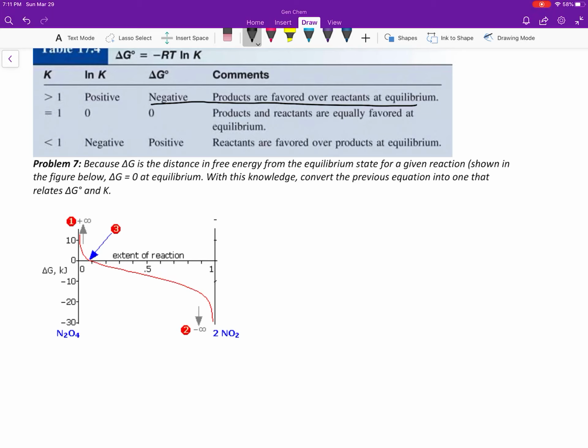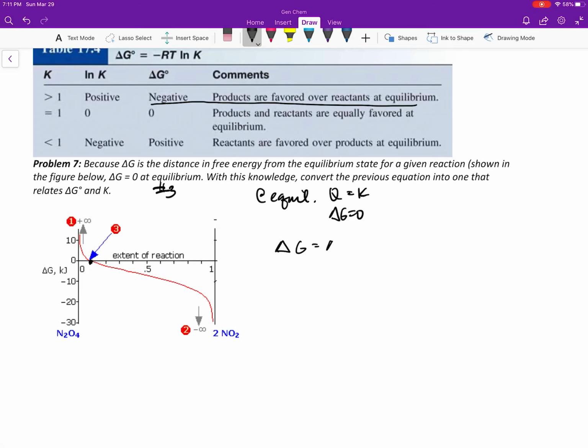It says, because delta G is the distance in free energy from the equilibrium state for a given reaction shown below, delta G is 0 at equilibrium, so point number 3. With this knowledge, convert the previous equation into one that relates delta G naught and K. So starting off, we know that at equilibrium, the following is true: Q equals K, and delta G for current conditions must equal 0.